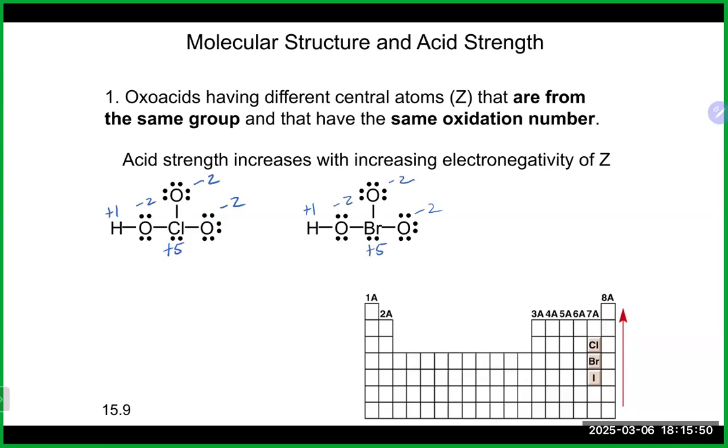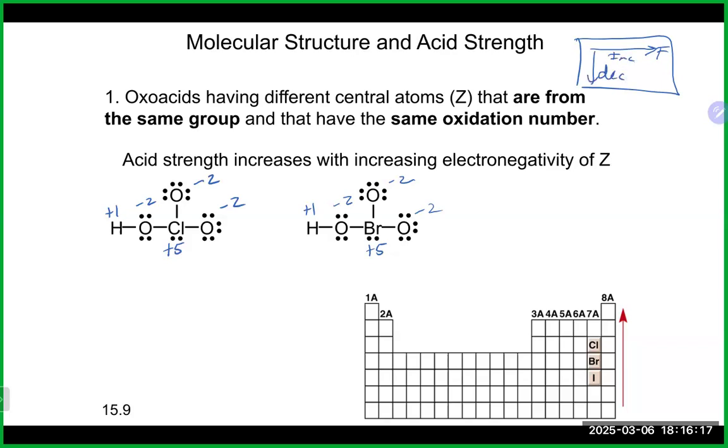So in that case, when the central atoms have the same oxidation state in what you're trying to compare, then you should look at electronegativity. Electronegativity, right, is the ability of an atom to bring electrons towards itself. And it increases which way on the periodic table? Up and to the right, with fluorine being the most electronegative. And it decreases as you go down.